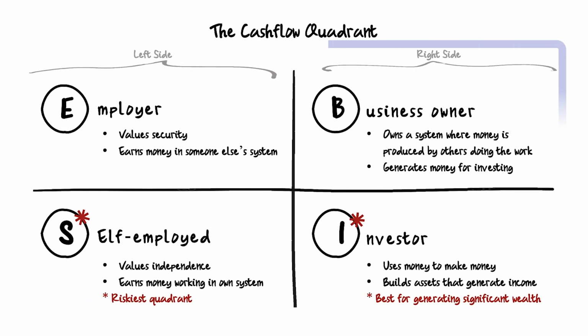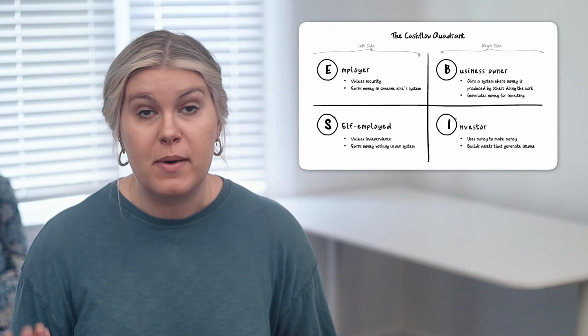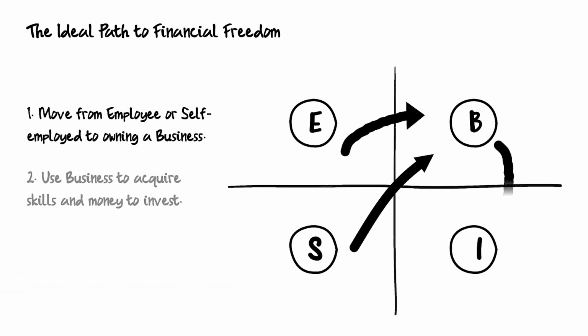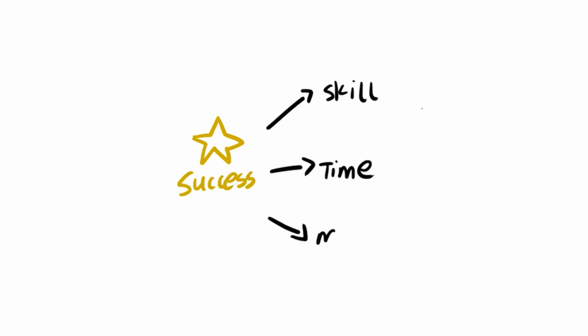The right side of the quadrant is the safe side. With a secure system that produces money for you, you don't need to worry about unemployment. The ideal path to financial independence is to move from quadrant E or S into quadrant B, and from there into quadrant I. A financially successful business owner will have the skills, time, and money to support the ups and downs of the investor.